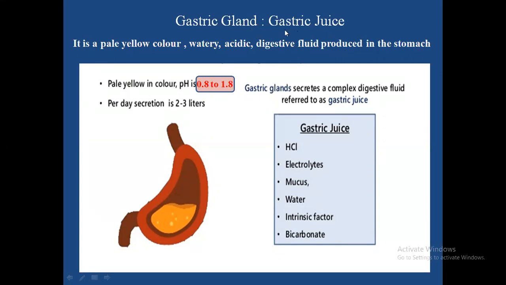Where is the gastric juice produced? Where the gastric glands are present, there the gastric juice production takes place. Where are the gastric glands present? Gastric glands are present in the stomach region.